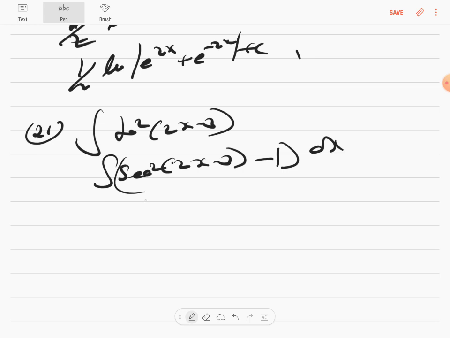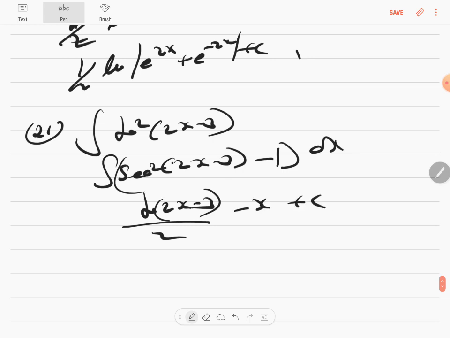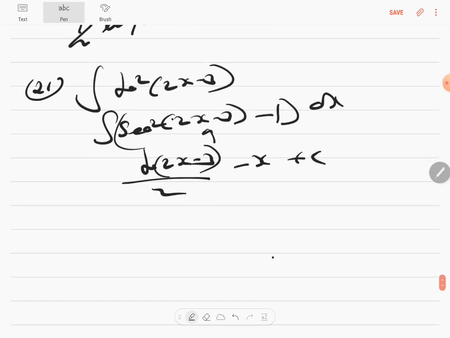But the integration of secant squared x is tan, so it is tan of 2x minus 3 by 2. You know me. I will do it directly. Minus x plus c. If teachers are still insisting, you can do it their way. No problem.